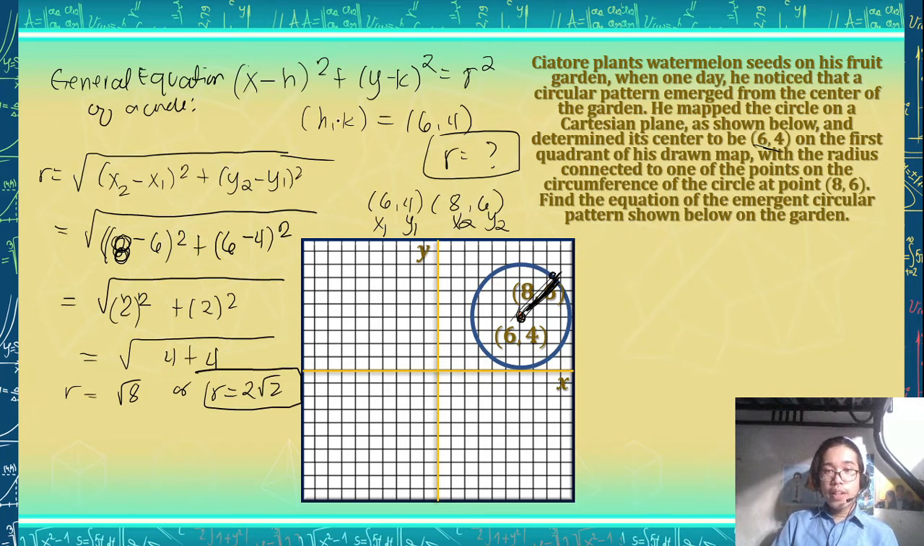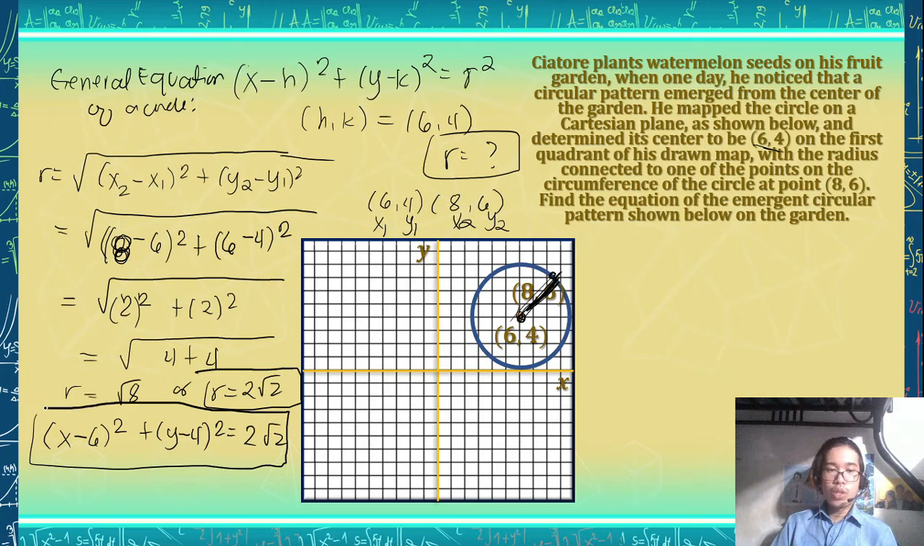So now we can write the general equation for our circle. That's going to be (x − 6)² + (y − 4)² = (2√2)². And that's our answer. This is going to be the general equation.